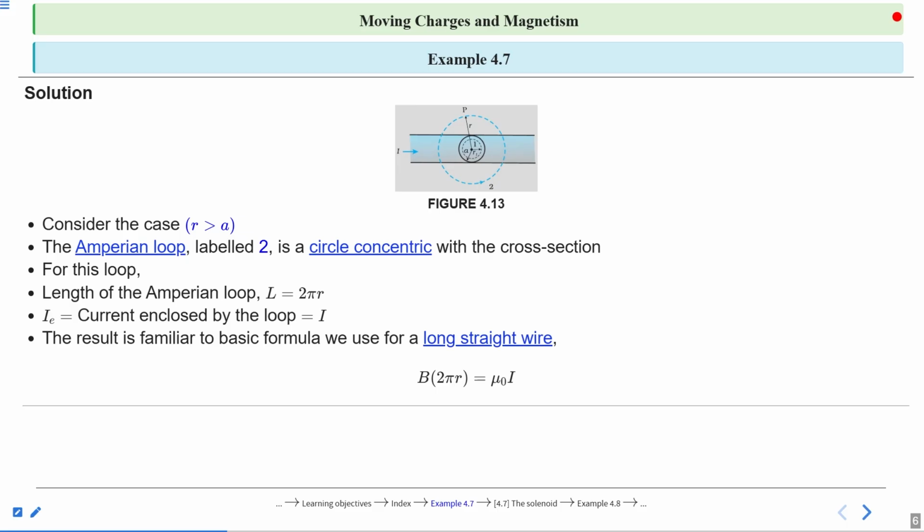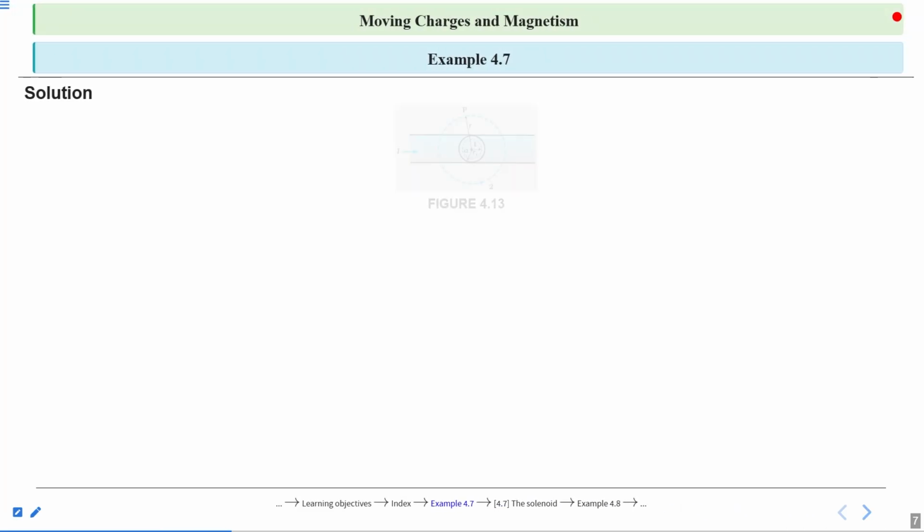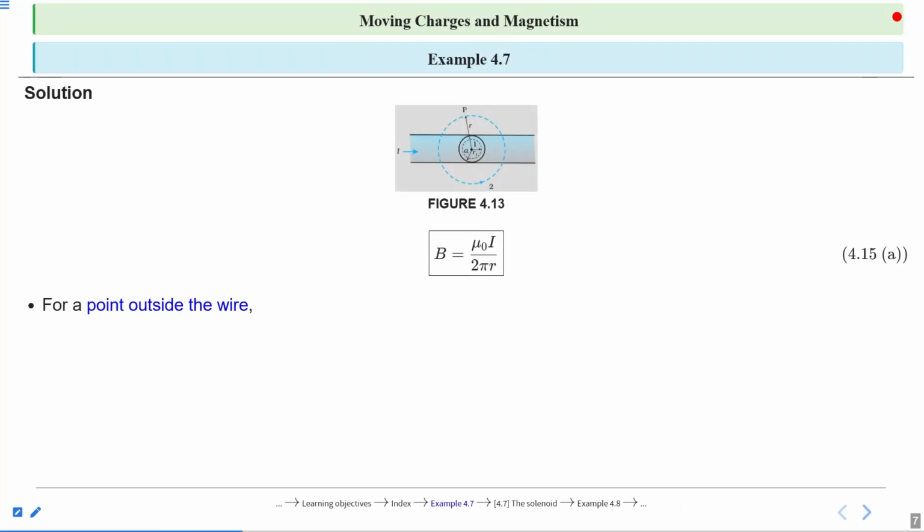The length here is 2 pi r, and the current enclosed by the second Amperian loop, labeled 2, is the total current I. So B into 2 pi r equals mu naught I. From here we can find the value of B. So the value of B is mu naught I upon 2 pi r. Mark it as equation 4.15a.